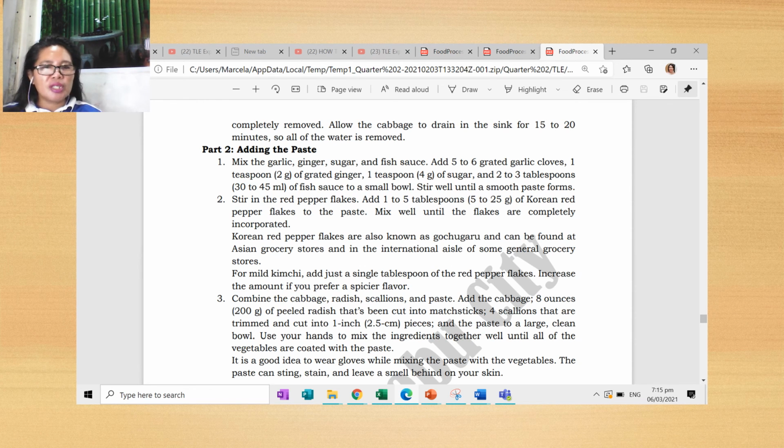For mild kimchi, just add a single tablespoon of red pepper flakes. Increase the amount if you prefer a spicy flavor.